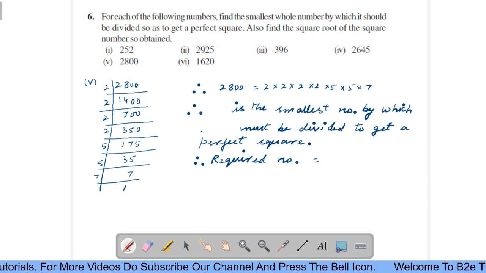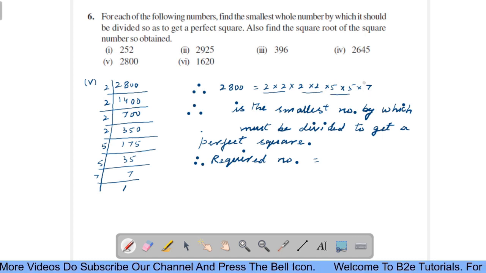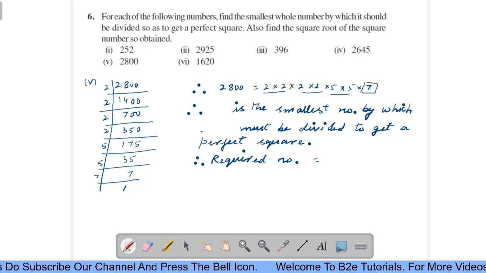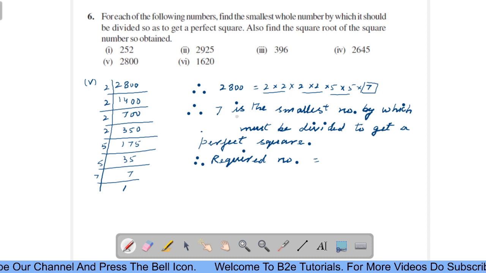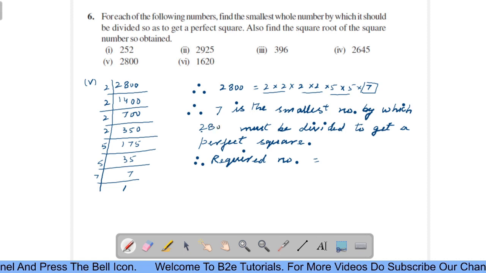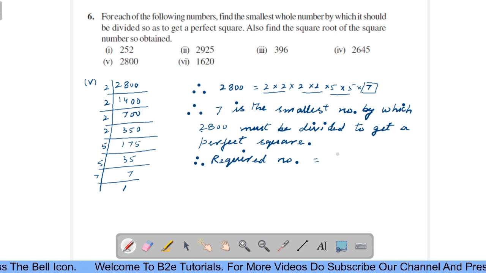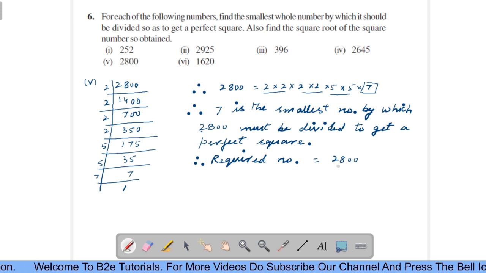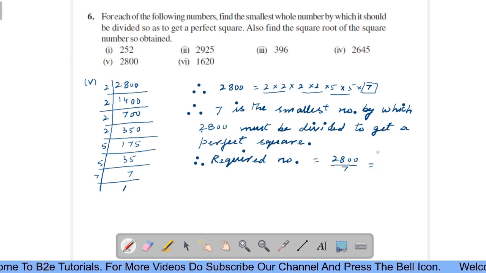Now make pairs of 2. Here we are unable to make pair of 7. Therefore 7 is the smallest number by which 2800 must be divided to get a perfect square. Therefore required number equal to 2800 divided by 7. We will get 400.